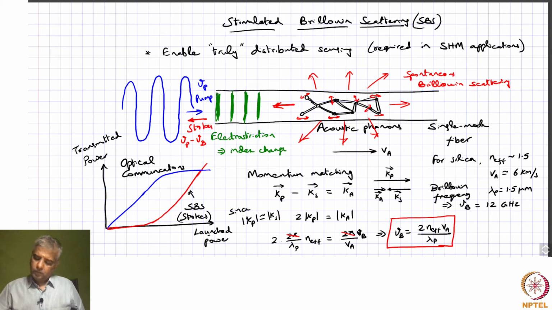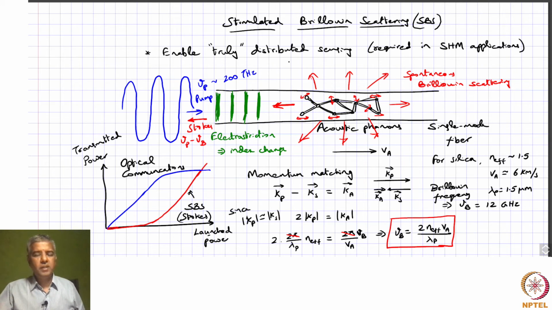So, we know that nu p is on the order of 200 terahertz. If you look at a wavelength of about 1.5 micron, it is close to 200 terahertz. So we are essentially looking at a backscattered frequency which is 200 terahertz minus 12 gigahertz.